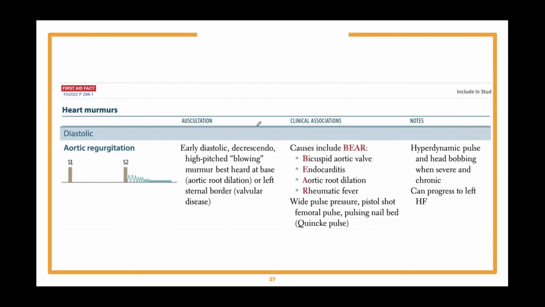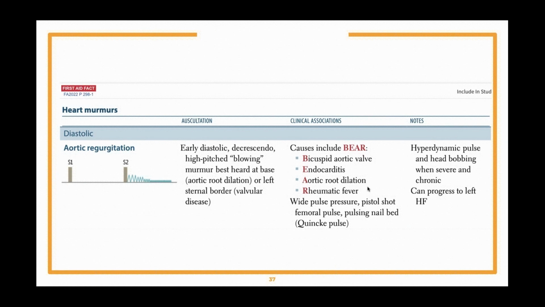If we take a look at that next slide, we can see that one of our diastolic murmurs is aortic regurgitation. You can see in that diagram that the intensity of that murmur is very early after the second heart sound. It's an early diastolic murmur, and you can hear it along that left sternal border. So a lot of clues here pointing to this being aortic regurgitation.